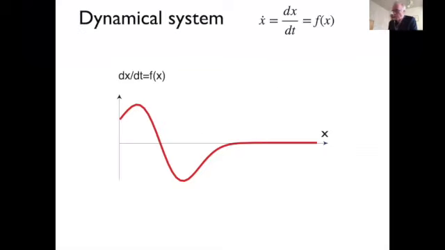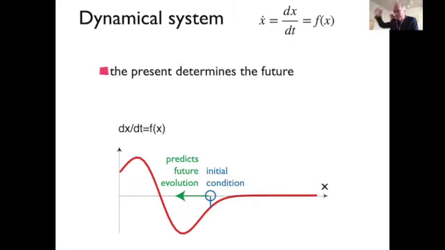So I introduced last week this notion of a dynamical system. For a single variable x, the rate of change x dot, which we sometimes also denote by dx by dt, different mathematical notation for the same thing, is some function of x. So here this red function is some nonlinear dynamical system. And I emphasize that the core of that idea is that the present determines the future.